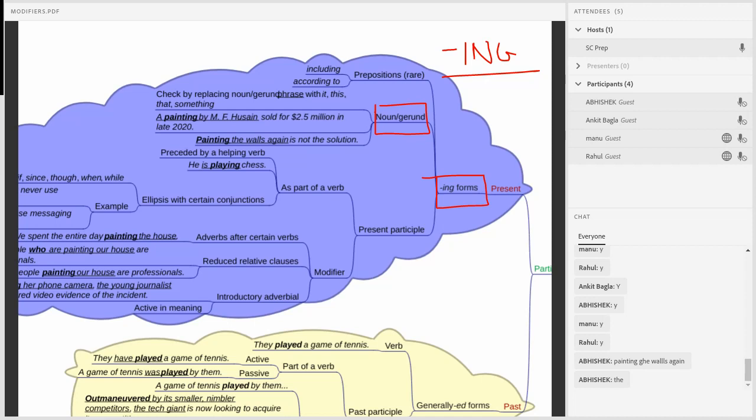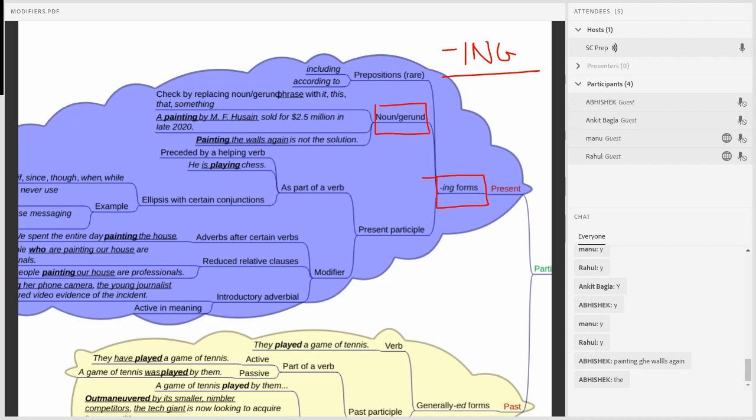Now, the way you test whether your ing is acting as a noun or not is to replace that entire ing phrase with it. So let's try that. It is not the solution. And remember, I will stress this again. You need to replace the entire phrase with it. You can't just replace the gerund. So you can't just say it the walls again is not the solution. This is not correct. You need to take the entire phrase out and replace it with it. It is not the solution.